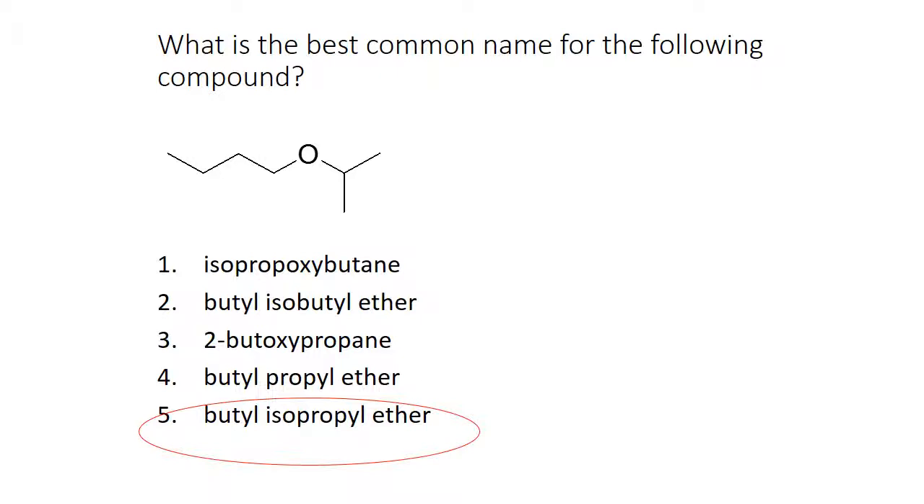This also can be named by looking at the alkane, and here is the alkane chain. So what would we call this? We could call this isopropoxy butane, but we would have to call it 1-isopropoxy butane to make sure that you know where it's located on the compound.